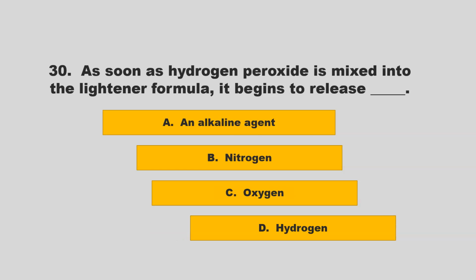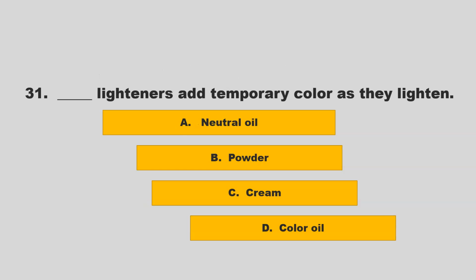As soon as hydrogen peroxide is mixed into the lightener formula, it begins to release blank. Is it an alkaline agent, nitrogen, oxygen, or hydrogen? If you chose C, oxygen, you are correct.